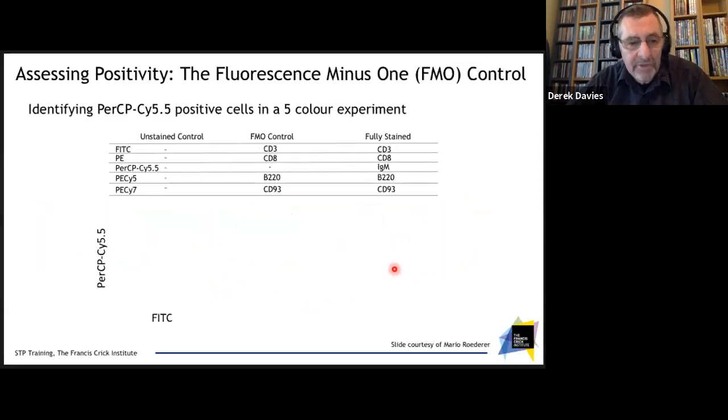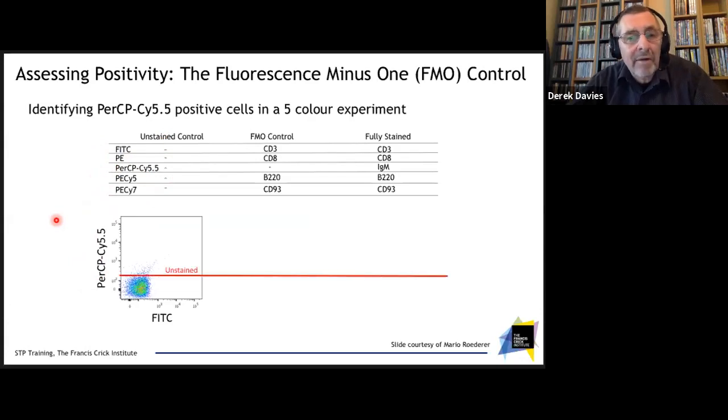So let me just show you one example of this in practice. Here's a slide courtesy of Mario Roederer at the Vaccine Research Centre. And this is a very bad experiment, really, and it's intentionally bad because we've used 5 different fluorochromes that are all excited by the blue laser: FITC, PE, Percy-Psi 5.5, PE-Psi 5, and PE-Psi 7. Now, if I'm looking for something that's positive in this channel, my unstained control won't have any fluorochromes on, so I'm just looking at autofluorescence. So I might be tempted to say my background is here, but that's not the right control. It's not taking into account the contribution of photons from those other 4 in the system.